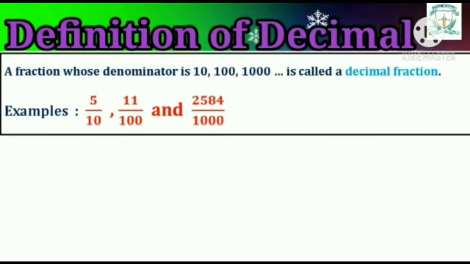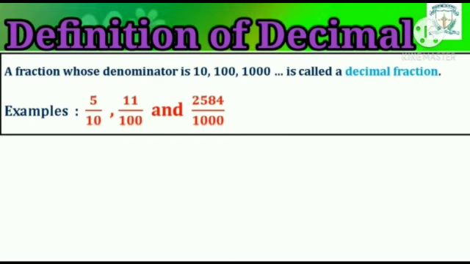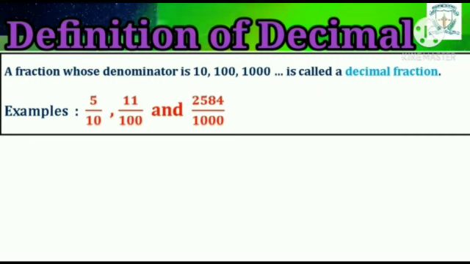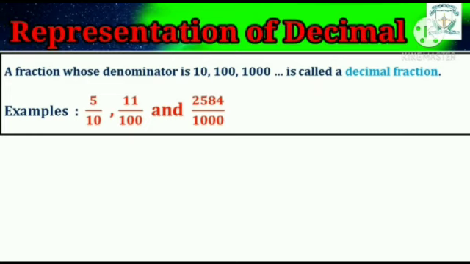Definition of decimal. A fraction whose denominator is 10, 100, 1000, etc. is called a decimal fraction. Examples: 5 by 10, 11 by 100 and 2584 by 1000.